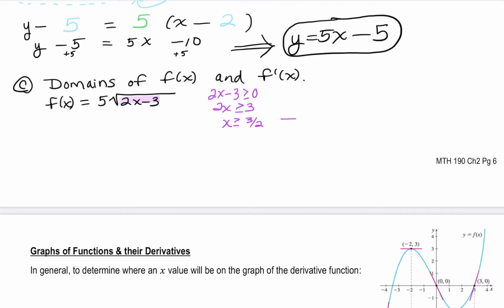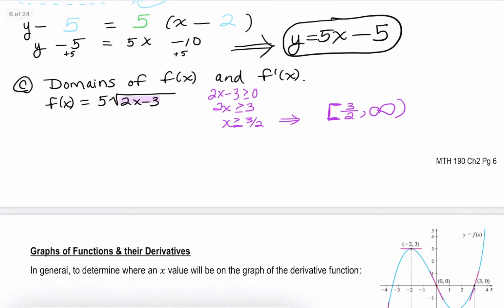So if you wanted to write that in interval notation, that's often nice. This would be a bracket from 1.5, 3/2, inclusive to infinity. So there was this "or equal to," and that's how we know it is a square bracket. Okay, so this is our domain of f. Now let's take a look at the domain of f prime.